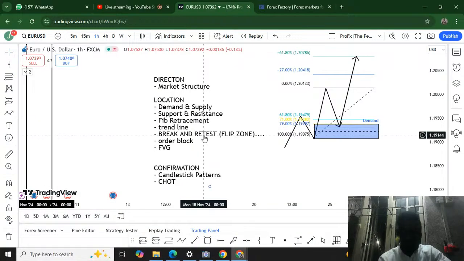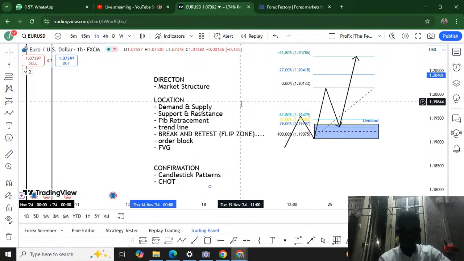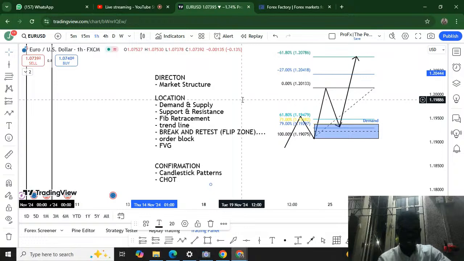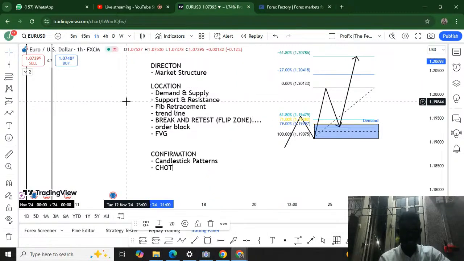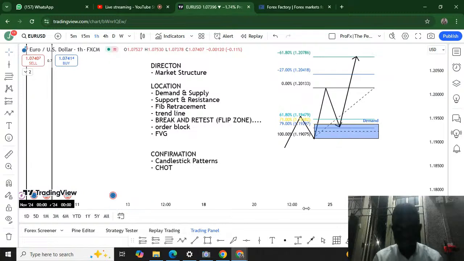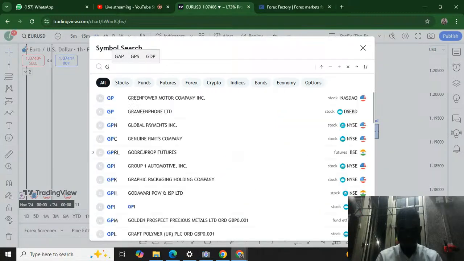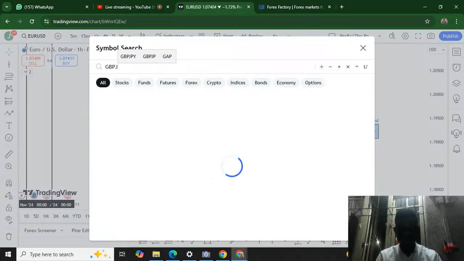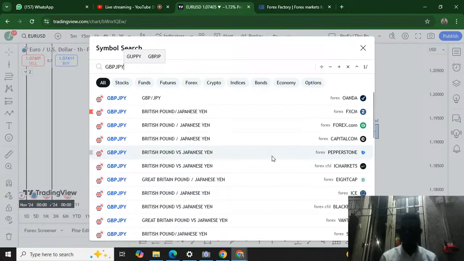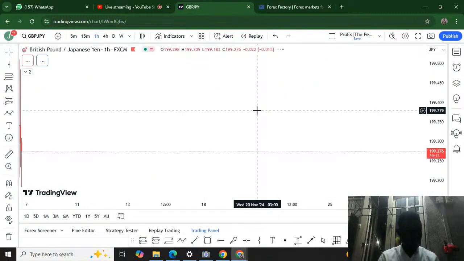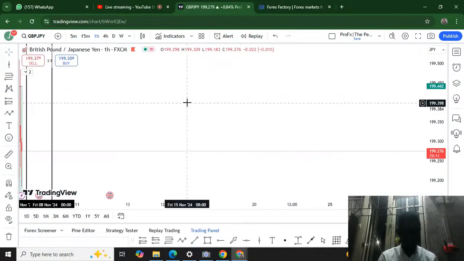So confirm if you can see my screen. Send on the group. If you can see my screen, type I can see your screen. Send to the group if you can see my screen. I can see your screen.